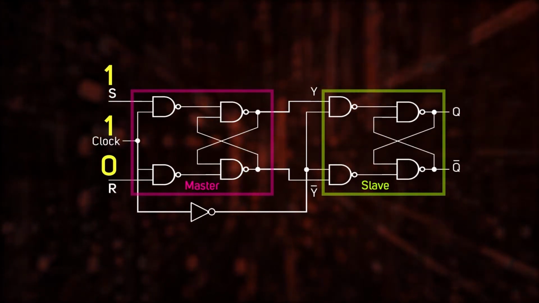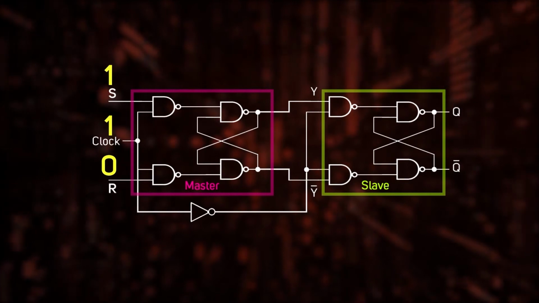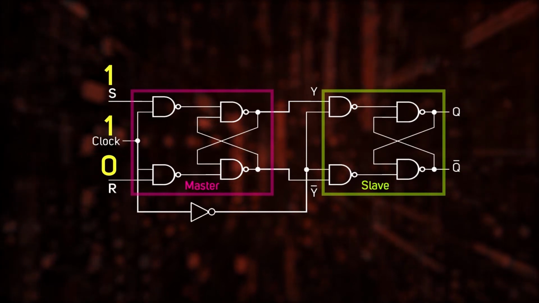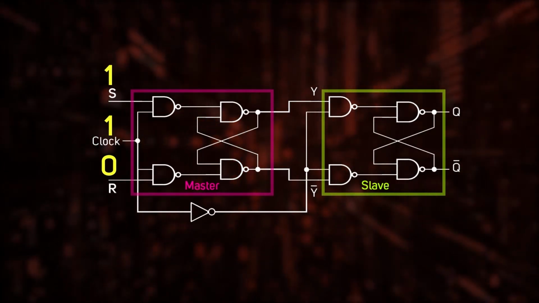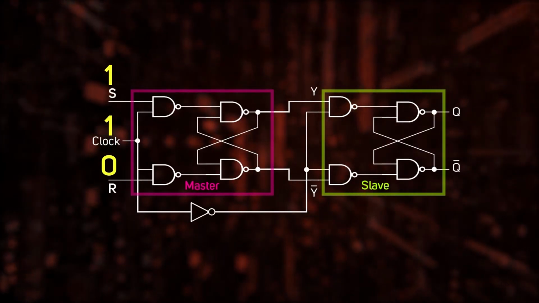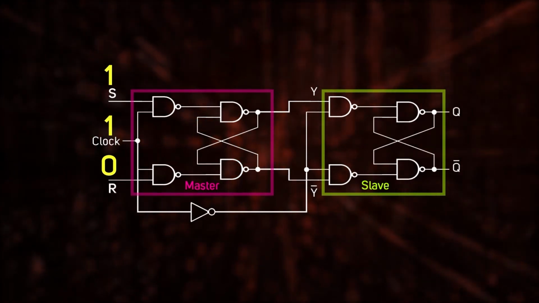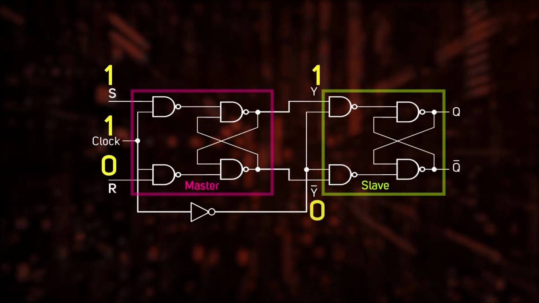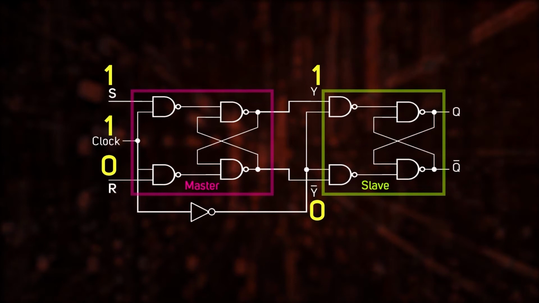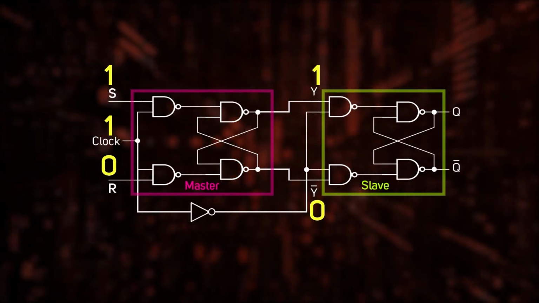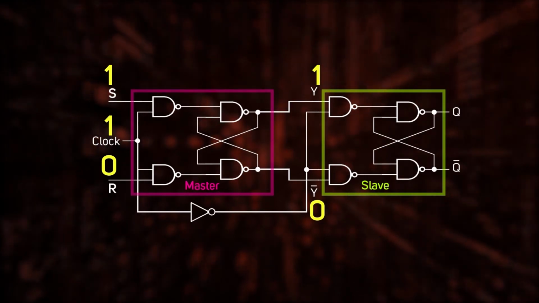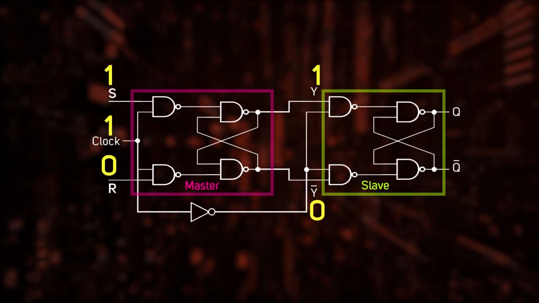Since clock is equal to 1, the master flip-flop gets active. The logic gates of the master flip-flop will respond to the inputs S equal to 1 and R equal to 0. As per the working of the SR flip-flop, the master flip-flop now turns to the set state with Y equal to 1 and Y dash equal to 0. These are the inputs to the slave flip-flop. Remember, the clock pulse to the slave is 0 since the value is complemented and applied to the slave. What happens then to the slave flip-flop? It will remain in the previous state because the clock is 0.